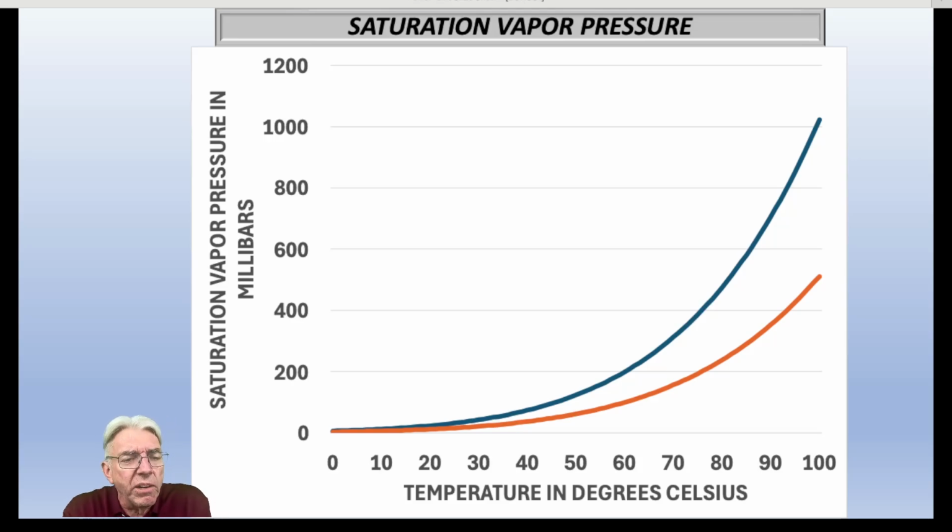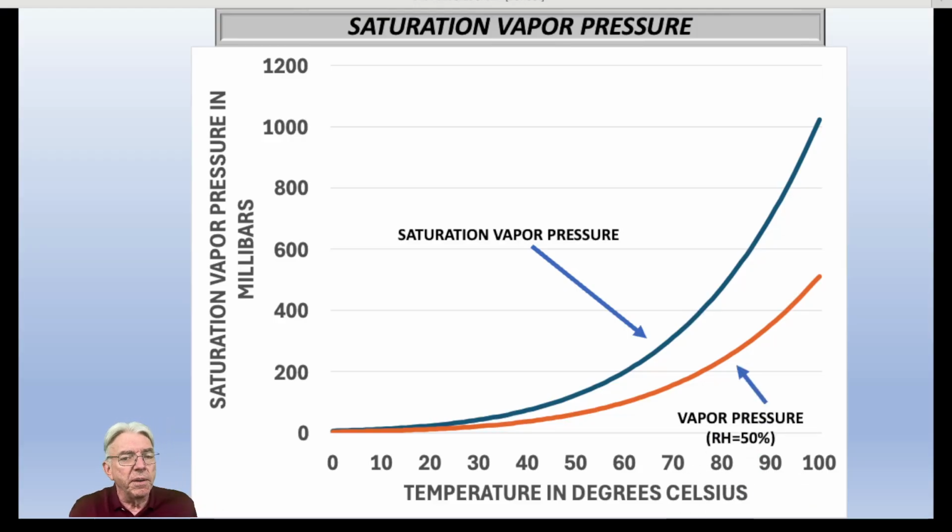So here is a graph of the saturation vapor pressure, which again, remember, is determined by the temperature. The temperature sets the tone for how much water vapor can exist. The temperature in degrees Celsius is along the x-axis. The blue line is the saturation vapor pressure, and the orange line is the vapor pressure if the relative humidity was 50%. The one thing that's important to notice here is that both of them are not linear. They are increasing exponentially with the increase in temperature. And this is going to be a really important point that I'm going to make in just a second.